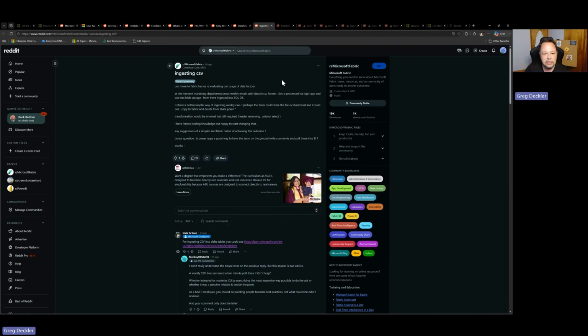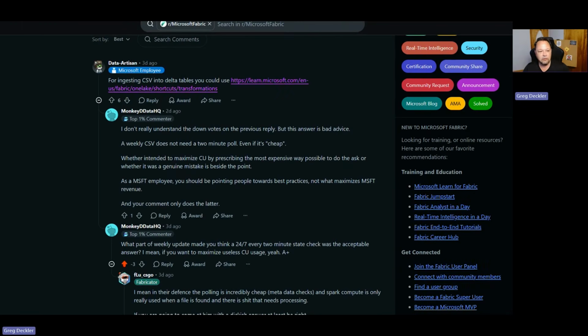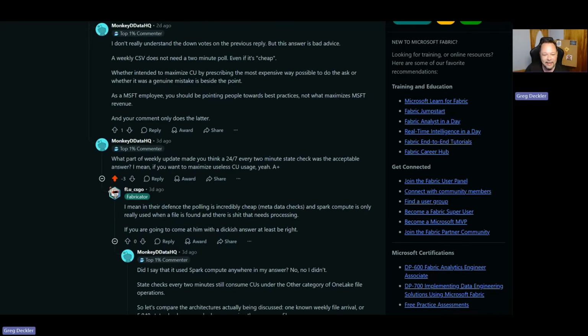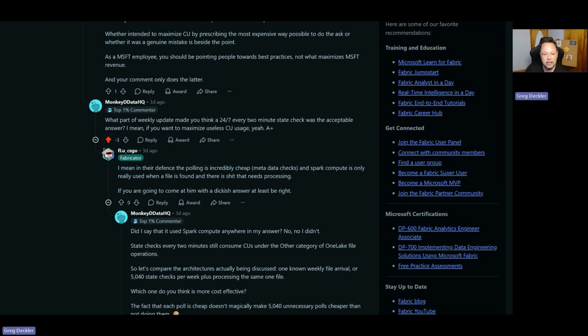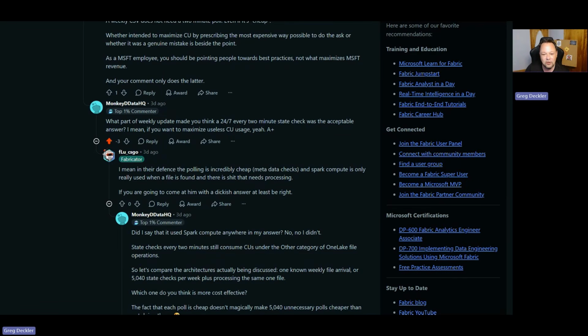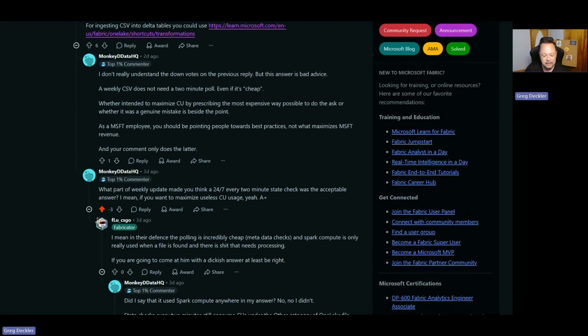All right, ingesting CSV. Is there a better, simple way to do CSV? Schema could store a file in SharePoint. All right, this one's funny because of this. The Microsoft employee is saying for ingesting CSV into Delta tables, you could use, and he provides a link to the shortcut. So Monkey D Data HQ: what part of weekly update made you think a 24/7 every 2 minute state check was the acceptable answer? I mean, if you want to maximize useless CU usage, yeah, A plus. There's a whole long discussion about this that they get into.